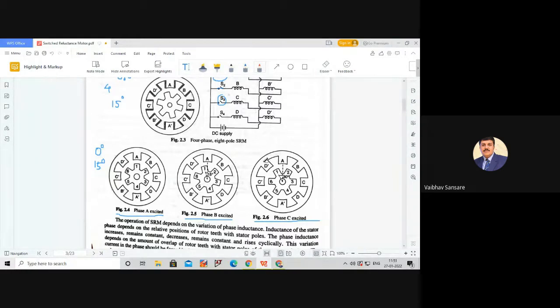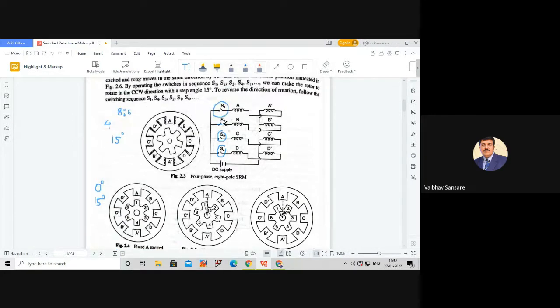Similarly, now excite DD dash by closing S4 and opening S3. Once we open S3, CC dash gets de-energized. As we close S4, DD dash gets energized. The rotor will again move by 15 degree in the counterclockwise direction, and the rotor teeth 1 and 4 get aligned with stator pole D and D dash. So in this way, by following the switching sequence S1, S2, S3, S4, we run this motor in the counterclockwise direction.